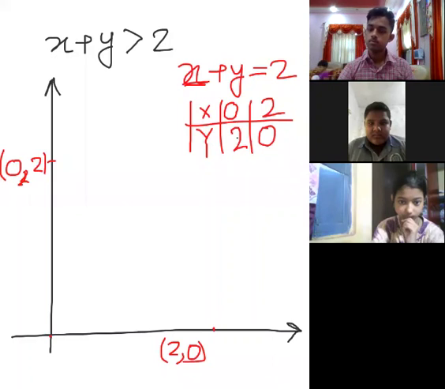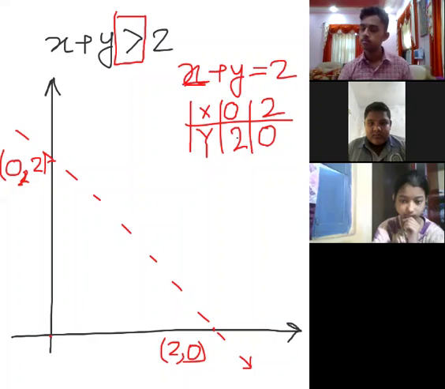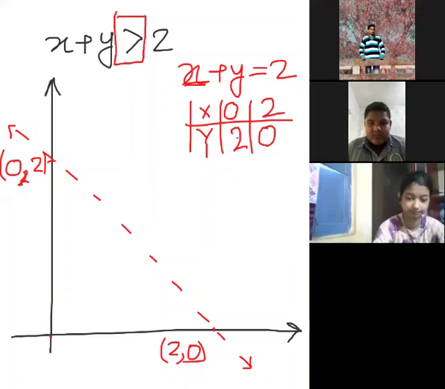Now here is one small thing which you need to take care of. Whenever the inequality symbol is only greater than or only smaller than, the line which we are going to draw will be a dotted line. If it is greater than or equal to, or less than or equal to, it means we will be including this line, and at that time we will make a continuous line. But right now it is only greater than, so we need to make the dotted line. Now this is the line, but we need to make the graph for x plus y is more than 2.